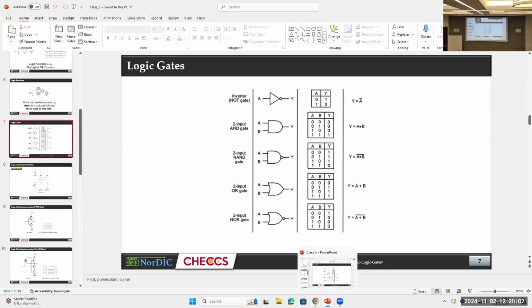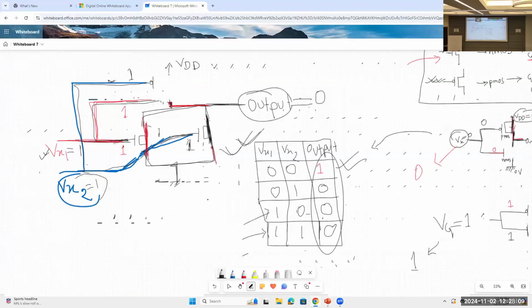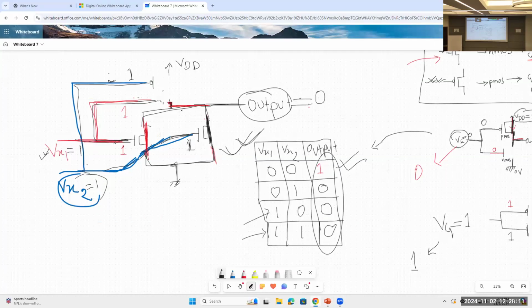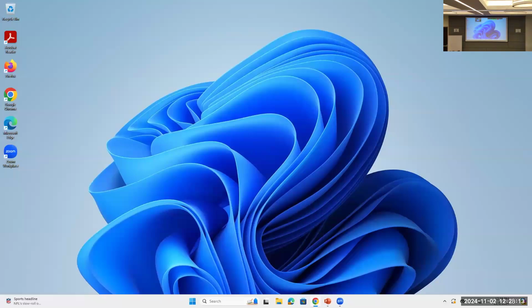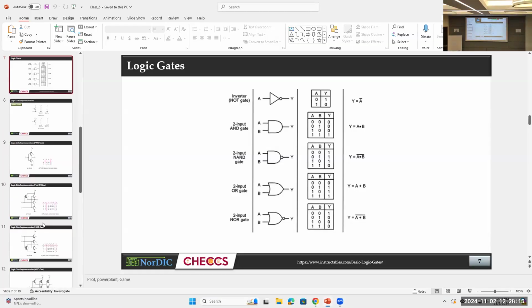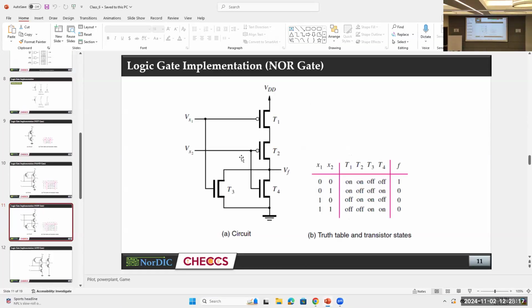Okay. So what did we do? We just made a NOR gate using MOSFETs. So we have done this. This is a MOSFET, I mean transistor level circuit. With this circuit, we actually make a NOR gate.